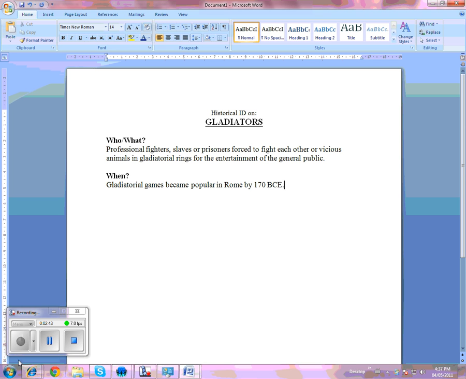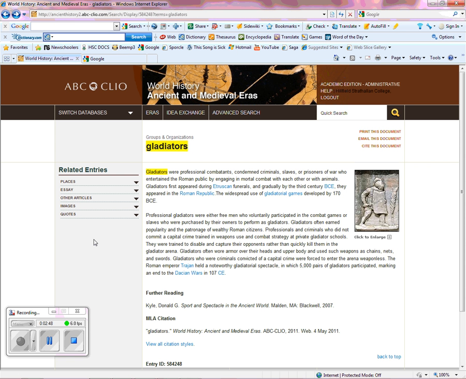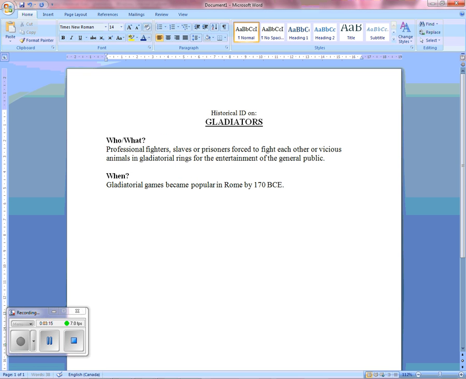Now you have to look back. Are there any other dates or important time periods that they talk about in here? Because having one fact is good, but you also want to give your reader a little broader scope of things. So as you can see here, it says that gladiator fights first appeared at funerals by the 3rd century BCE. They came to the Roman Republic. Okay, so that gives you a broader idea. They were around before 170 BCE, but it wasn't until that point that they became popular. So you can add that to your historical ID.